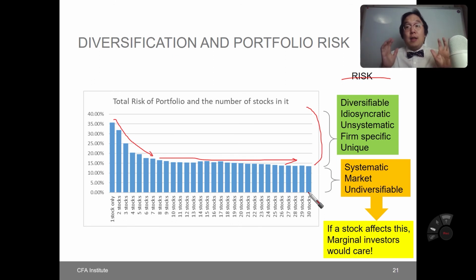There is a fluctuation going on. There is an uncertainty going on at the macro level all over the market, and you just cannot diversify it away. You just have to suffer. You just have to take it. And if a stock affects this, the question becomes like this: if one stock, Hyundai Motor or something, affects this systematic risk a little bit for some reason, then the marginal investors may care more.